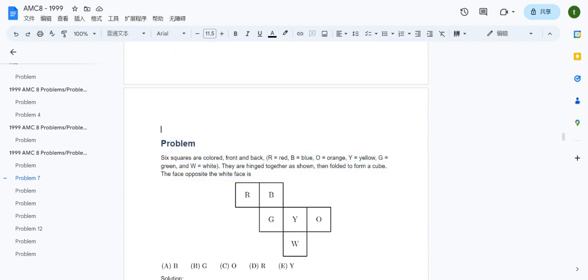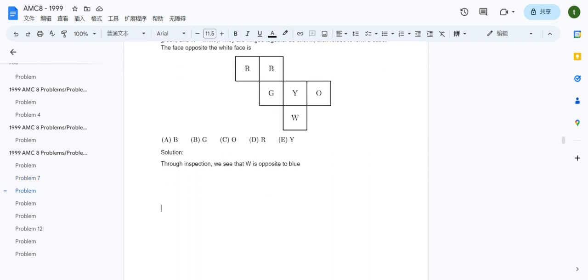Let's then talk about problem 8. 6 squares are colored front and back. R is equal to red, B is equal to blue, O is equal to orange, Y is equal to yellow, G is equal to green, and W is equal to white. They are hinged together as shown. They are folded to form a cube. The face opposite the white face is... Let's look at this problem.